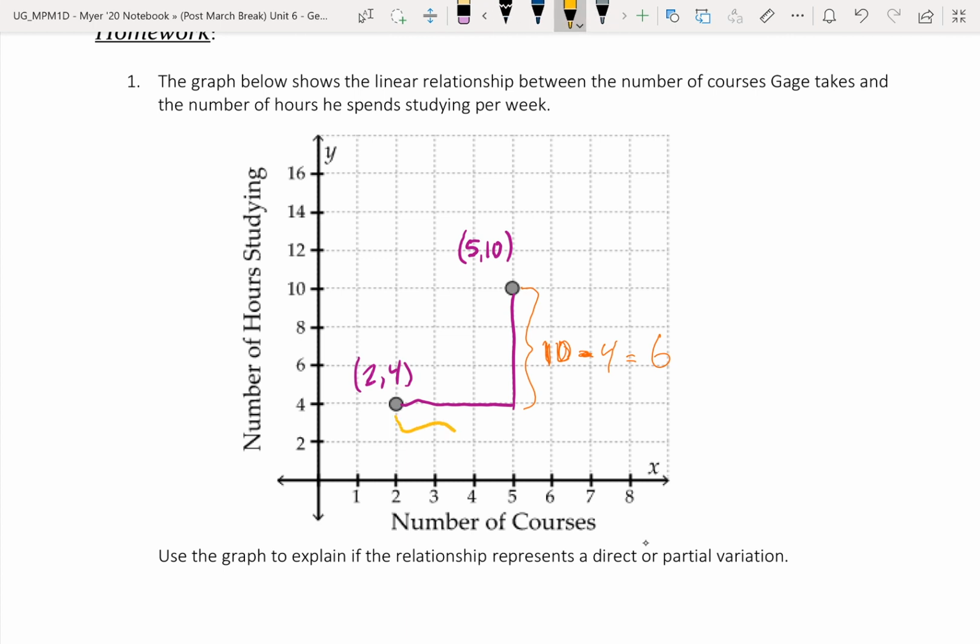Now we could do the same thing for the change in x. If we look at the change in x, we can see that we got up to 5, and we subtract down 2, and we got 3. All right, and I'm going to label these to make sure that it's clear what each one is. So this is my change in x, and this is my change in y.